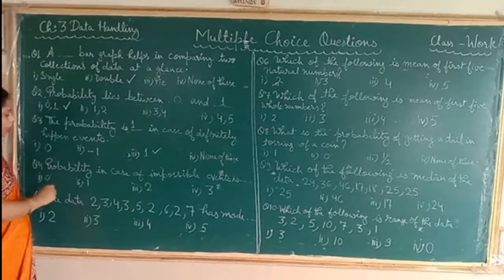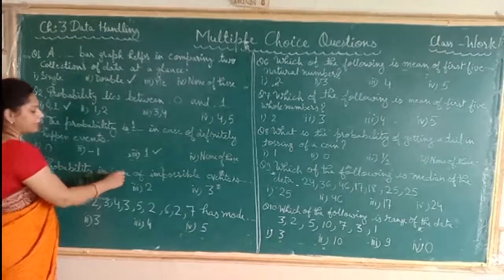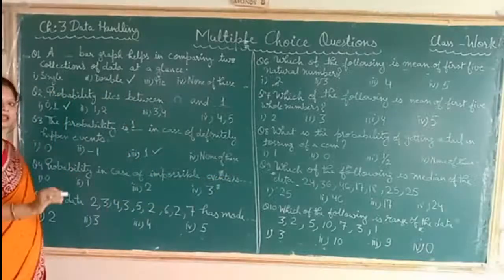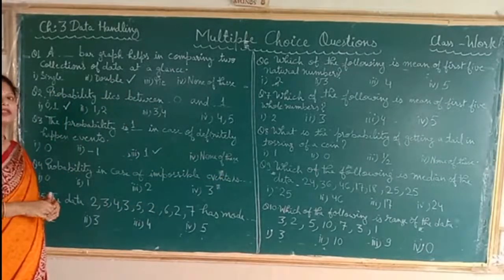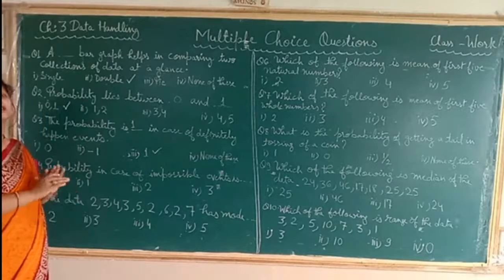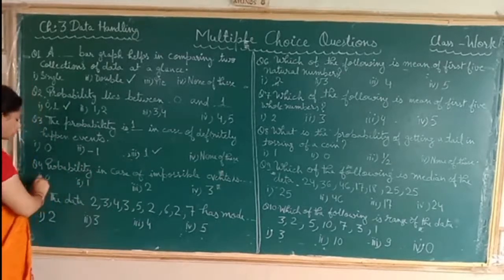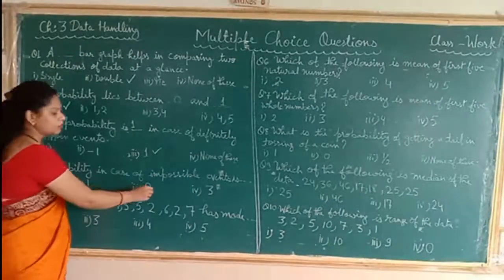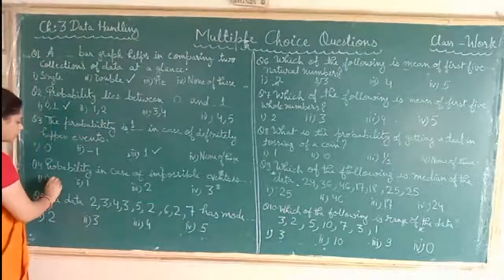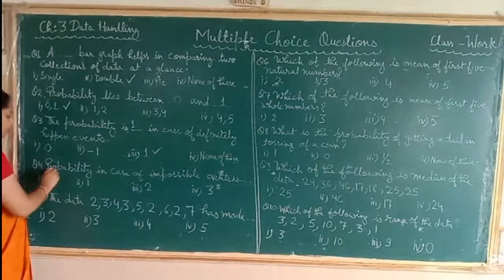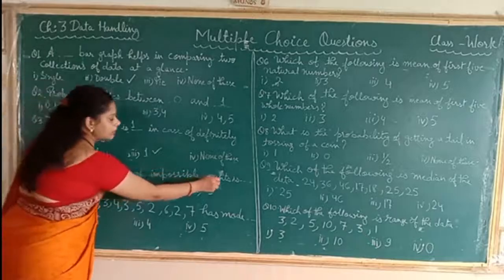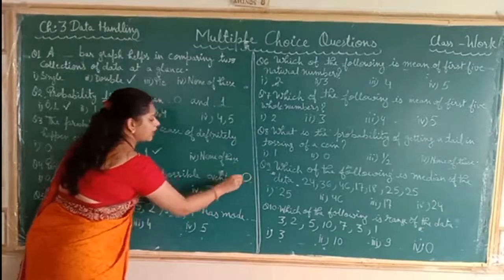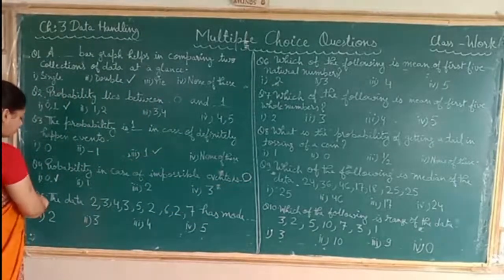Now question number 4. Probability in case of impossible events is, in case of impossible, that means we know very well that the event cannot happen. So in that case the probability will be, there are 4 options again: 0, 1, 2 and 3. So the correct option is 0. Probability in case of an impossible event is option number 1, 0. Now question number 5.